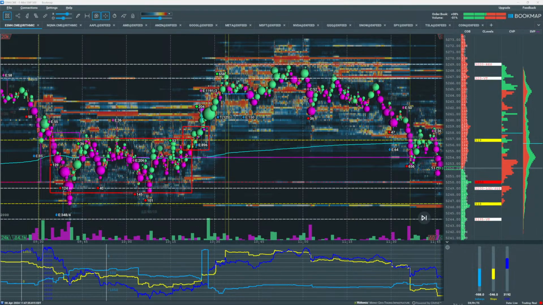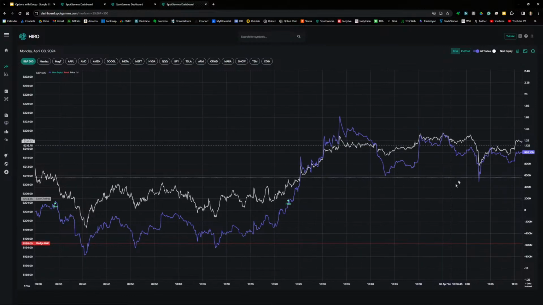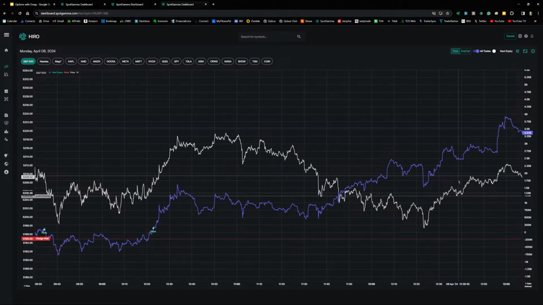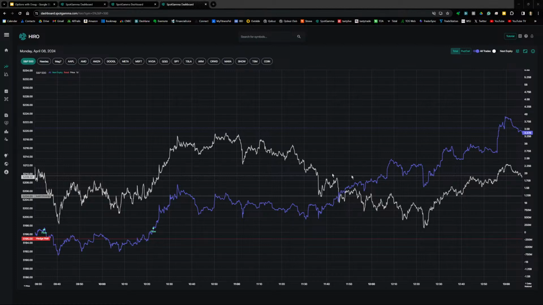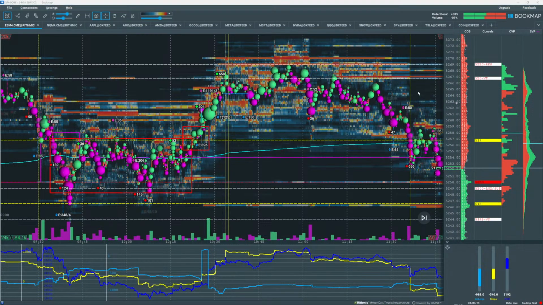All right, let's go back and take a look at Hero. About 10:30, just after that move higher, Hero signal consolidates. Price starts to move lower. Let's go back and take a look at Bookmap. So there you go, 10:30. First target met. Hero signal consolidates and price starts to move lower.